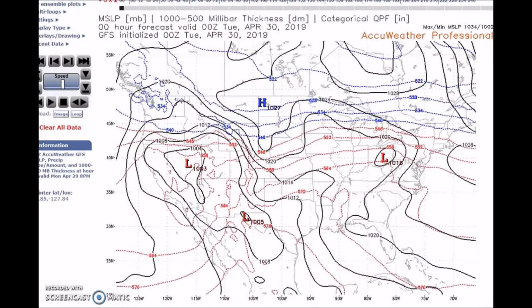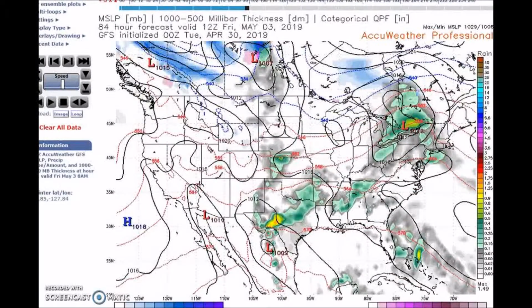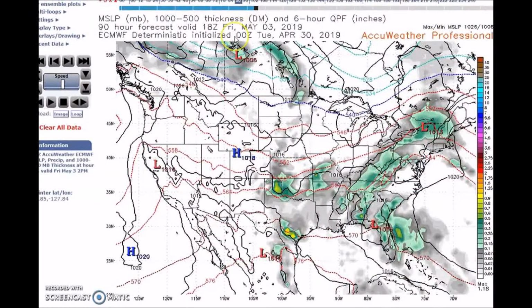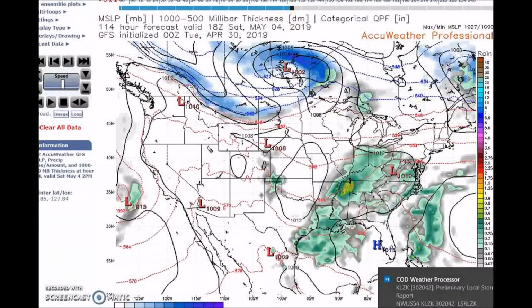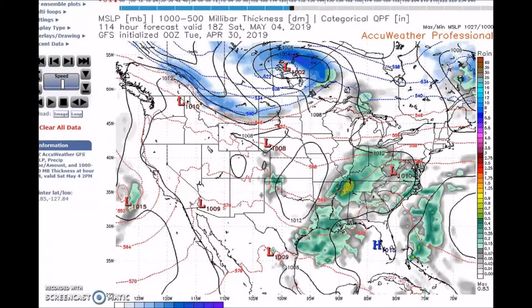We're going to have a frontal boundary across the southern Plains, and that will support heavy rains and thunderstorms. And the rain threat will remain to next week along a frontal boundary along the Gulf Coast. This is what I'm talking about. You can see the rain here.